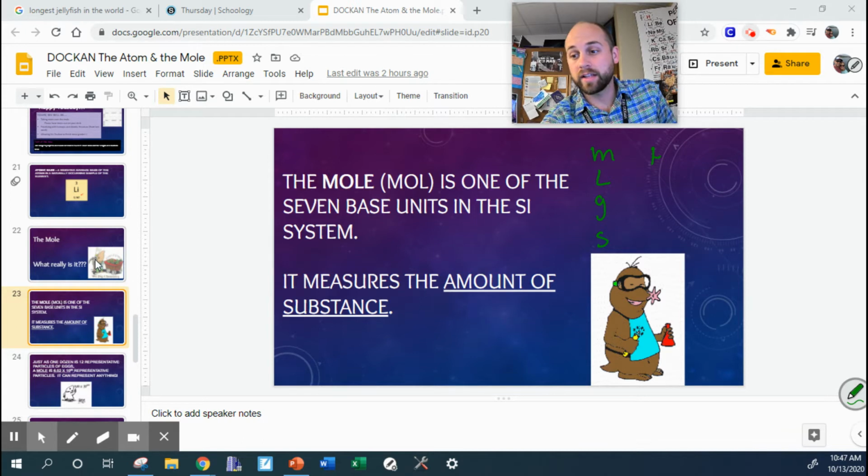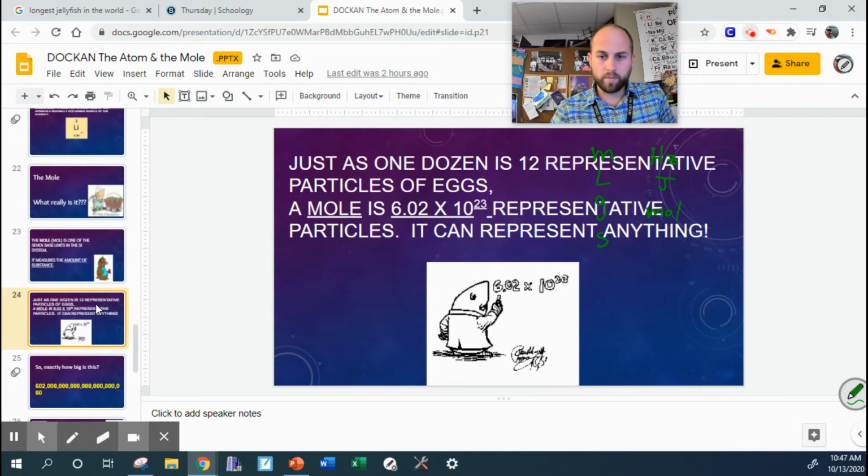We can have other things like hertz for frequency. We can have joules for energy. So the mole fits in with one of these base units. And there are more, but these are the general 7 base units. Okay, go ahead and go down a little bit more.